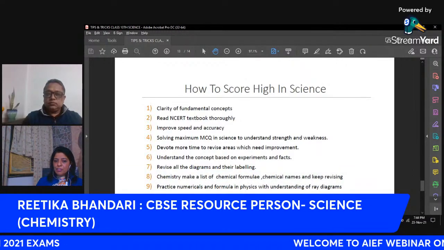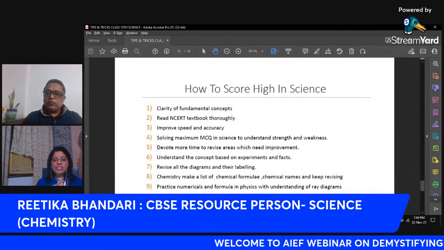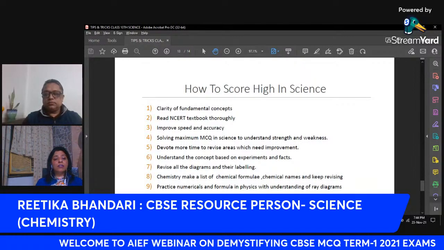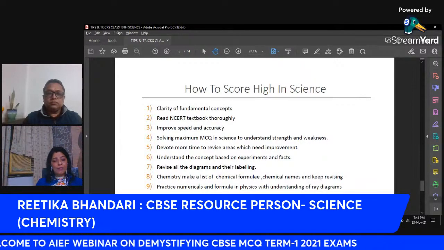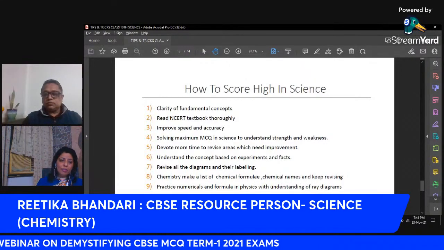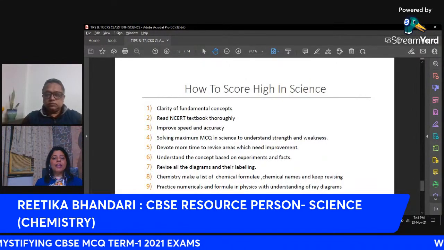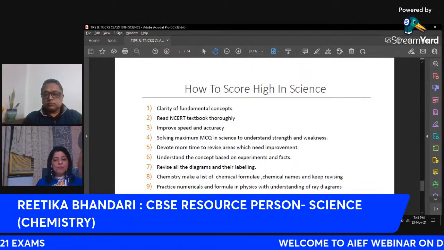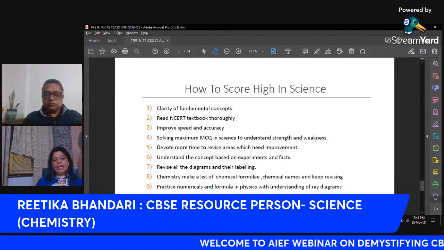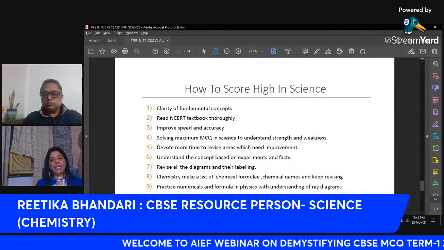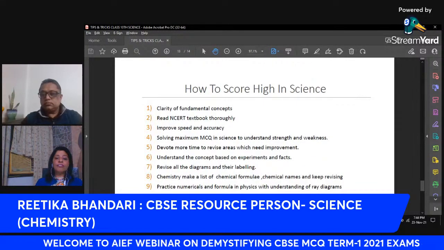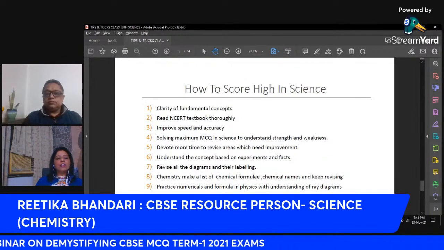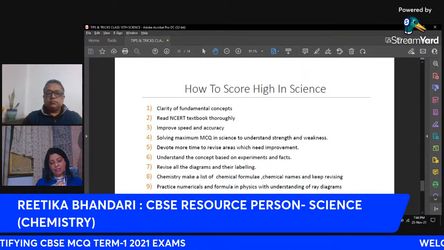Understand the concepts based on experiments and facts, and revise all the diagrams. That's very, very important, again and again, especially in NCERT. Whatever diagrams are given in physics, chemistry and biology, please revise them thoroughly. In chemistry, make a list of formulas and chemical names and revise them. And in physics, understand the ray diagrams, because light is a chapter with a lot of ray diagrams: what the position of the rays would be, or what kind of numericals can be asked from there.